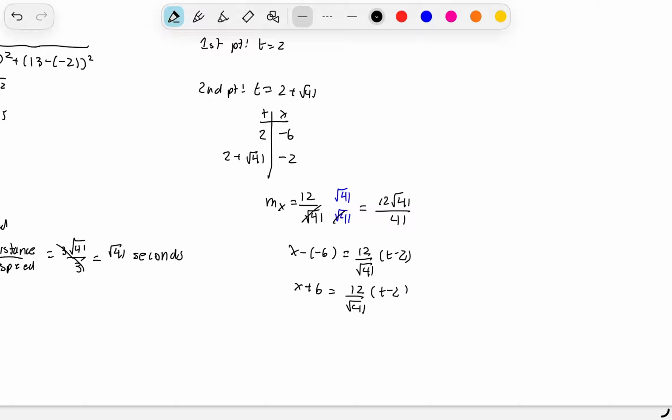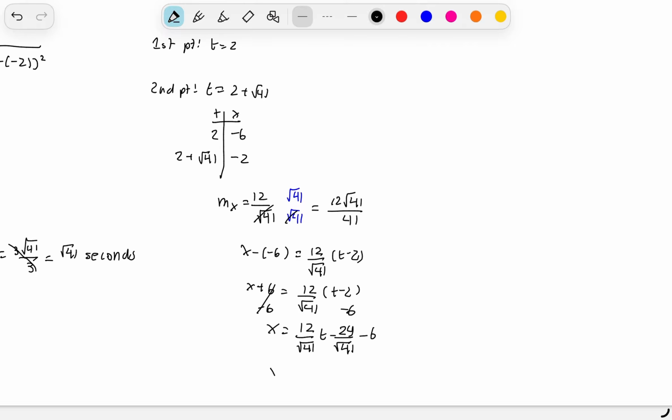And you're just going to subtract 6 from both sides. You're going to have x is equal to 12 over the root of 41, t minus 24 over the root of 41, and this is minus 6. And a better form we could write this in is x of t is equal to 12 over the root of 41, t minus 2, minus 6.